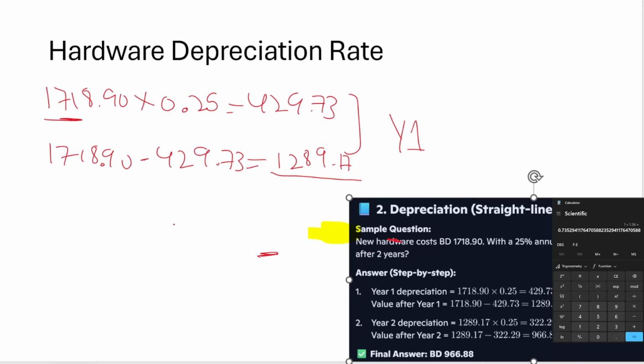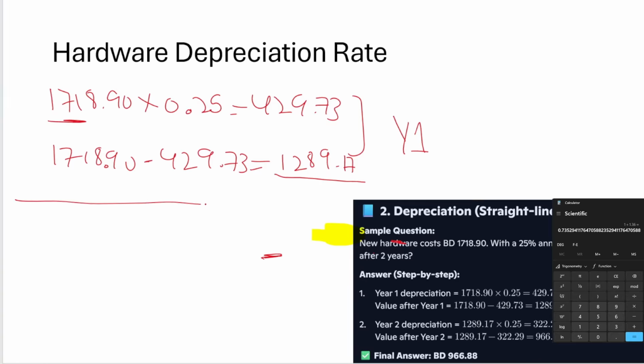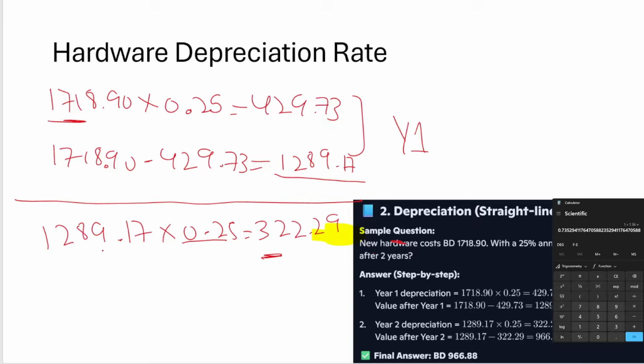Okay. Sorry about that. So for the second year, we'll take the same value we received here, 1289.17. We multiply it again with the depreciation rate, 0.25. We'll get 322.29. And then we take this value, 1289.17, minus the value we received here, 322.29. This will give us 966.88. This is the value for year 2.